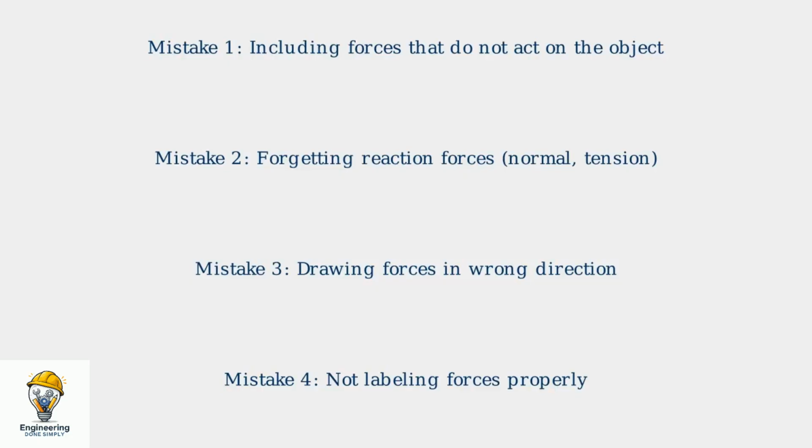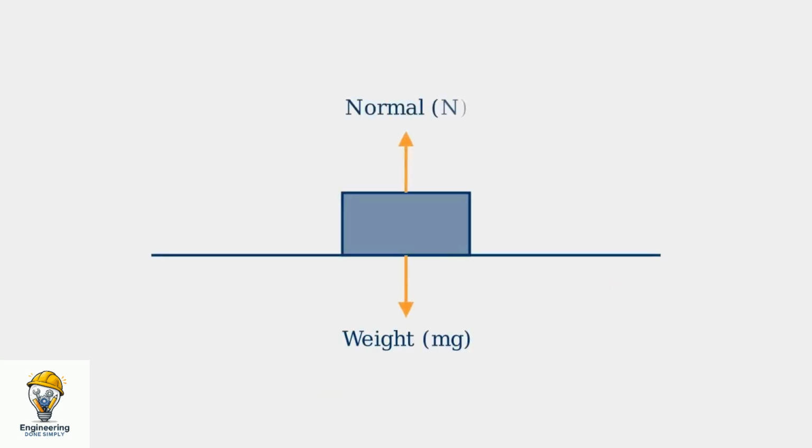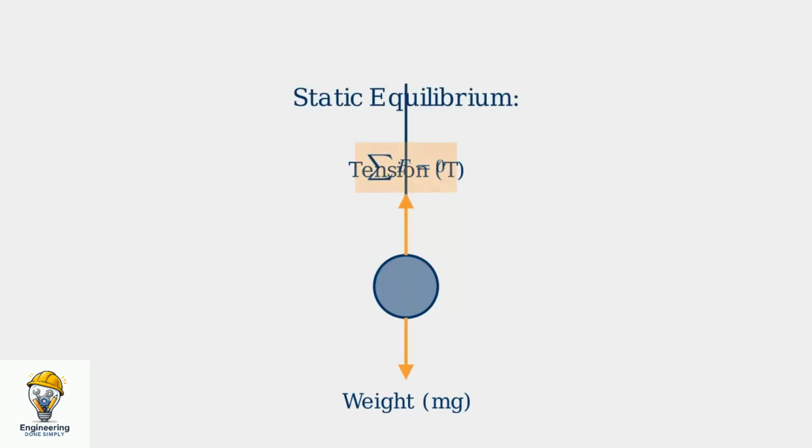Consider a block resting on a horizontal surface. The forces acting on it include the weight, which pulls downward due to gravity, and the normal force, which pushes upward from the surface. If we apply a horizontal force to the block, friction opposes the motion, acting in the opposite direction. Now consider a mass suspended by a cable. The weight pulls downward, while tension in the cable pulls upward, acting directly along the cable to oppose the weight. In static equilibrium, the sum of all forces equals zero. For the block on the surface, the normal force equals the weight. For the hanging mass, the tension equals the weight.